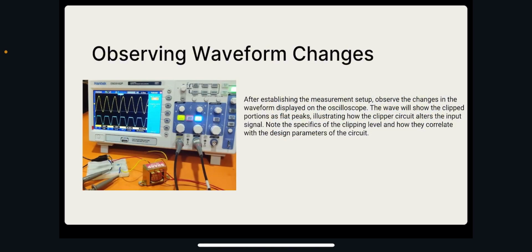Observing waveform change. After establishing the measurement setup, observe the change in the waveform display on the oscilloscope. The wave will show the clipped portions as flat peaks, illustrating how the clipper circuits alter the input signal. Note the specifics of the clipping level and how they correlate with the design parameters of the circuit.